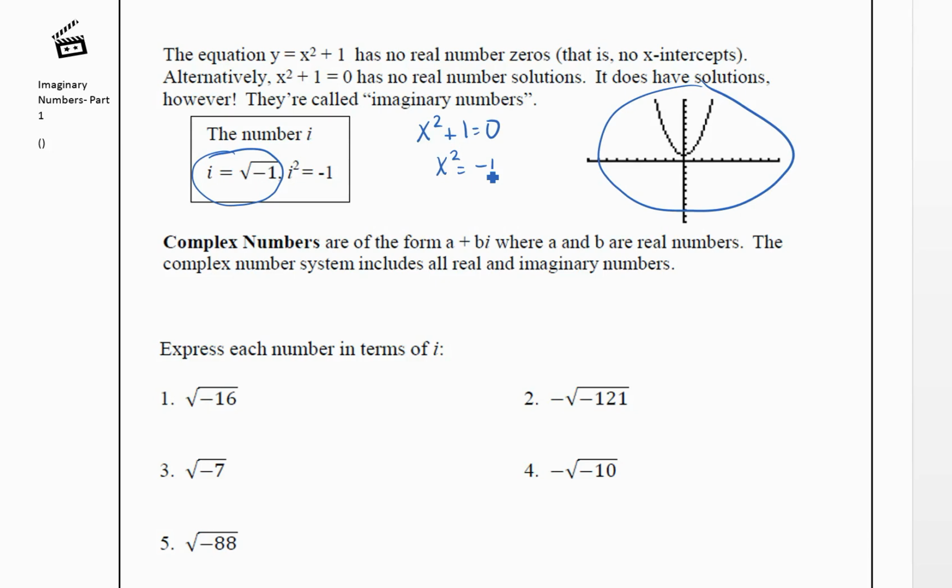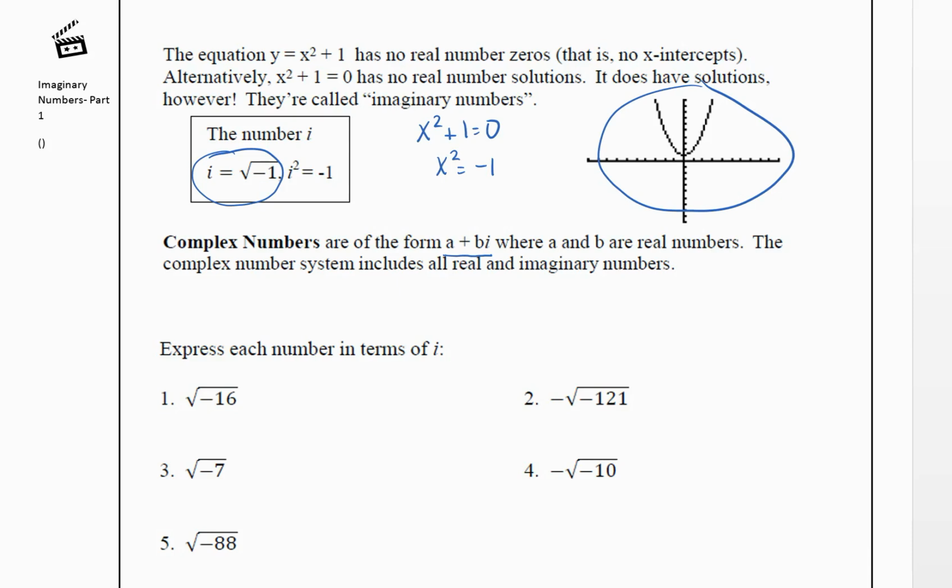Now, this leads to what we call complex numbers, and complex numbers are anything that we can write in the form of a plus bi. So a and b are real numbers, so we'll have a number plus a number times i, and b could be negative, so it might be a number minus a number times i.